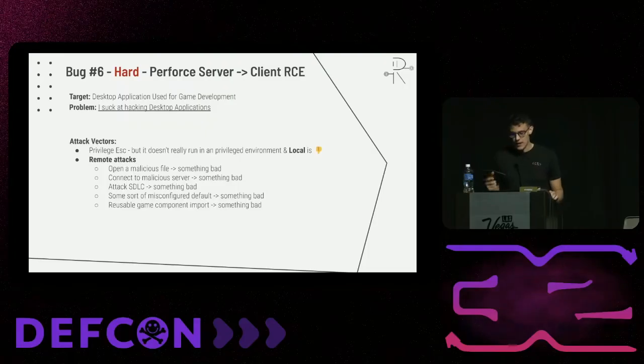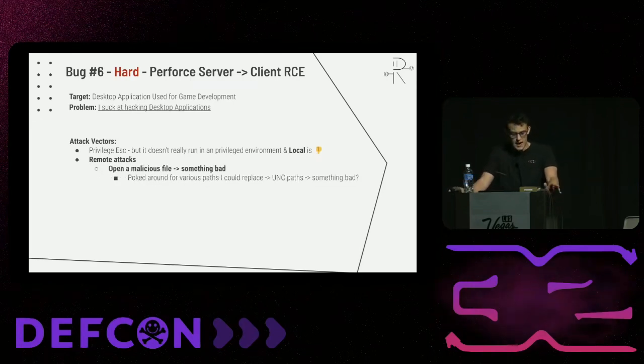We could take advantage of some sort of misconfiguration in the actual code itself, like maybe it's reaching out to an unclaimed domain or an unclaimed S3 bucket and inject there. Or we could take these reusable game component pieces that were being processed and try to do something with those. So I started going down these paths, and I checked out open a malicious file.